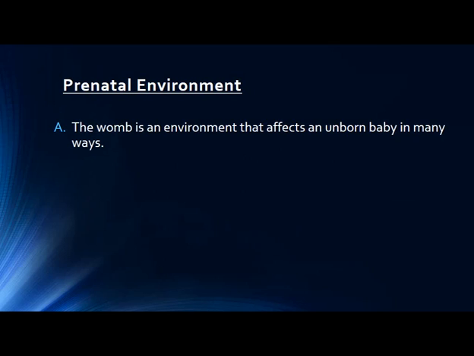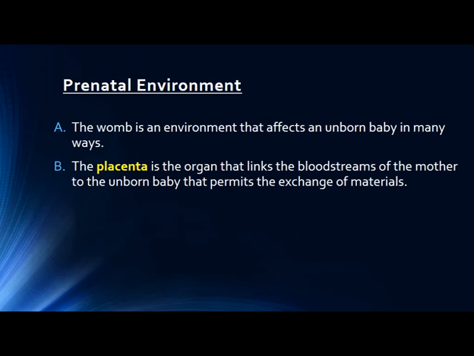So important to understand, the prenatal environment is in some ways very fragile. So it's an environment that affects the unborn baby in many ways. The placenta is, of course, what links the bloodstreams of the mother and the unborn infant that permits the exchange of materials. So this is how an infant is provided with oxygen and nutrients, and waste products from cells are then taken back out through the mother's bloodstream and excreted via the kidneys and the liver.